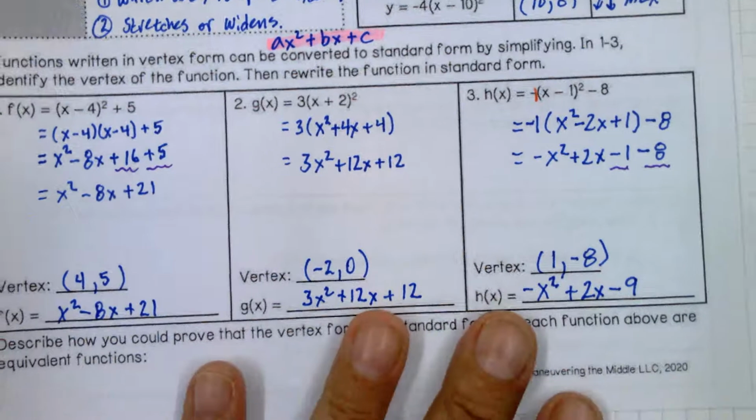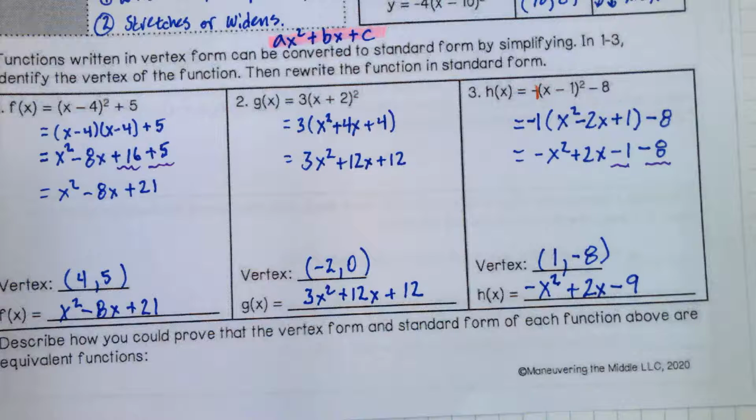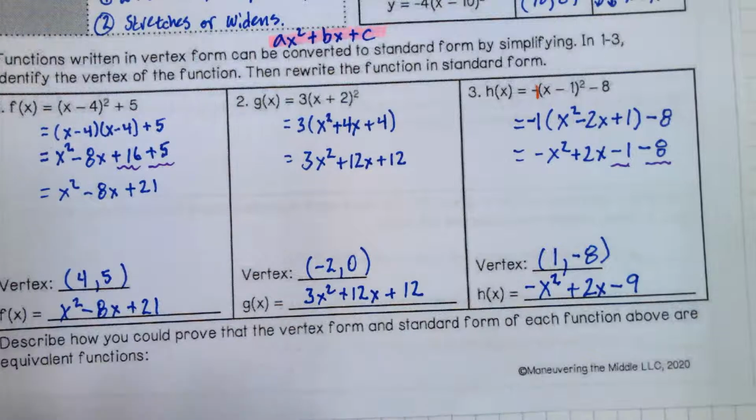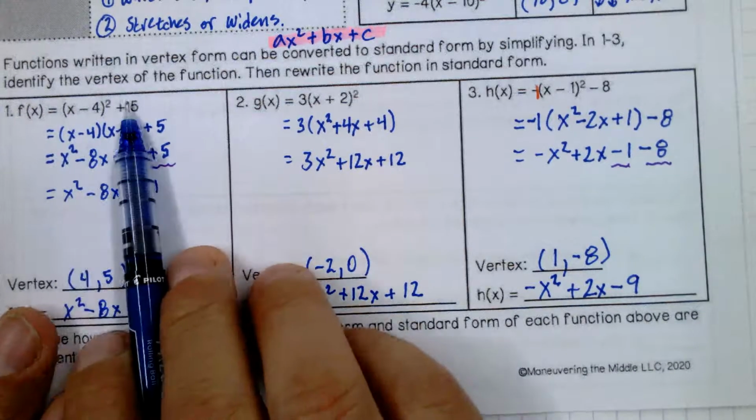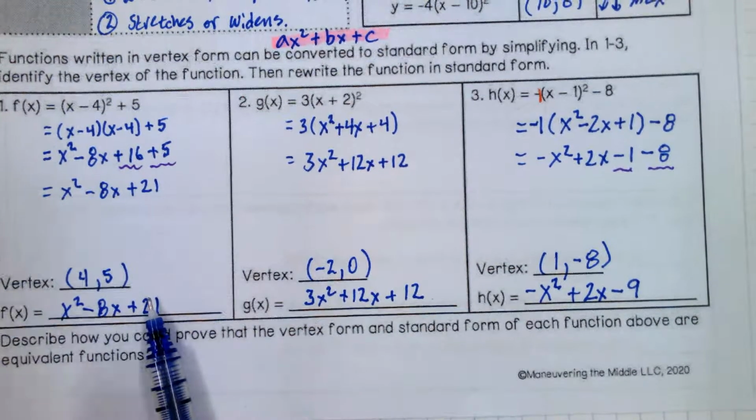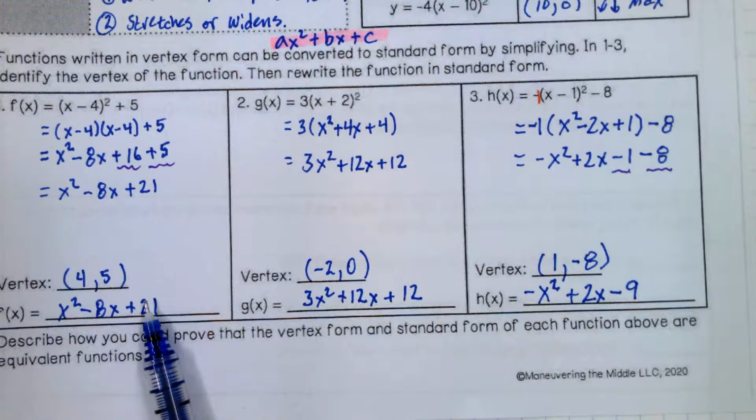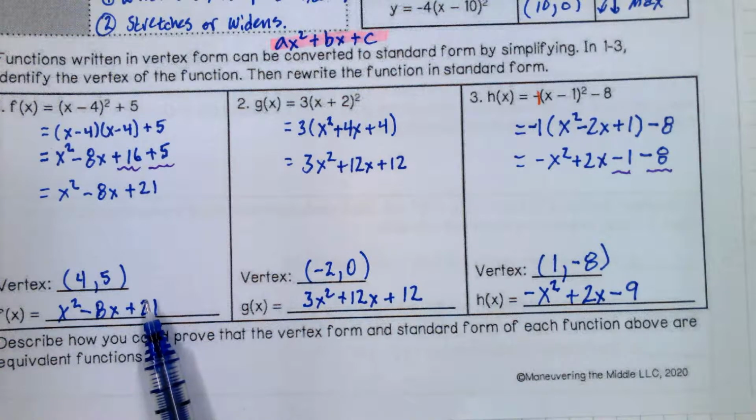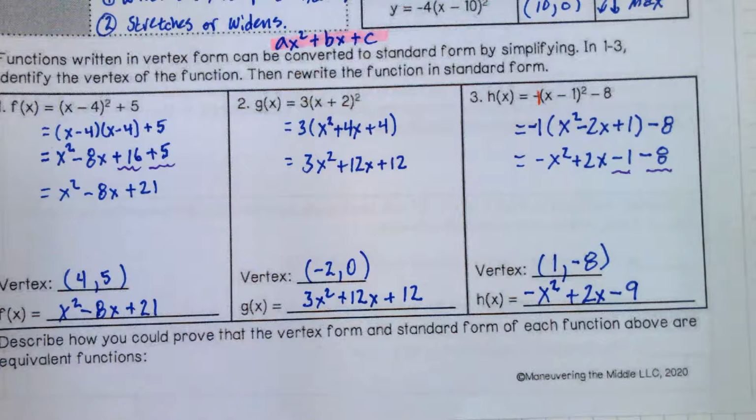So here's a question for you. How could we prove that the vertex form and standard form of each of these functions are the same? So how do we know that this original vertex form and this standard form would be the same equation, just in a different format? I'll give you a hint. What if I graph both of them? What should I expect to see if I graph both of them? Same thing. So maybe I could go into Desmos and check.